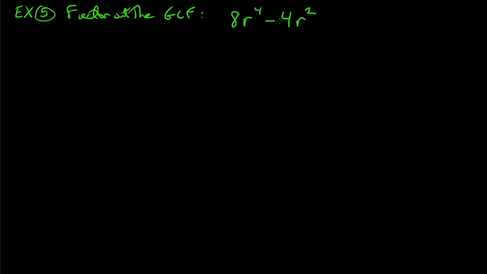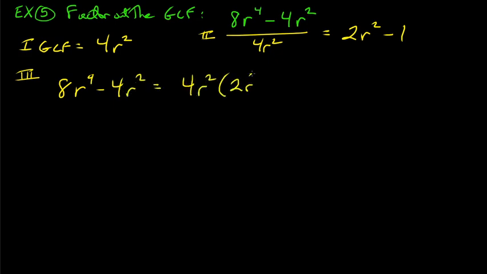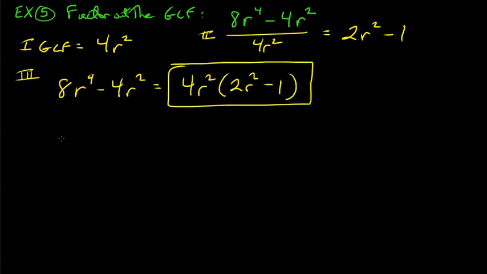So with 2 terms, it really should be easy here because the GCF, right, is just 4r squared, right? And when you divide by 4r squared, you just get 2r squared minus 1, right? So that was your step 2. Step 3, we just write down the factorization. This is going to be 4r squared times 2r squared minus 1. And that's it. Right? So hopefully this was an easier one.